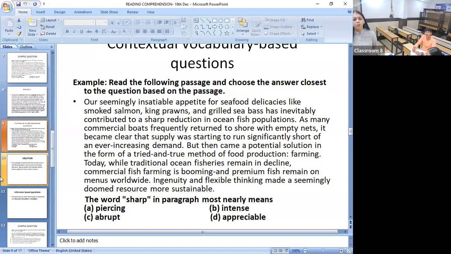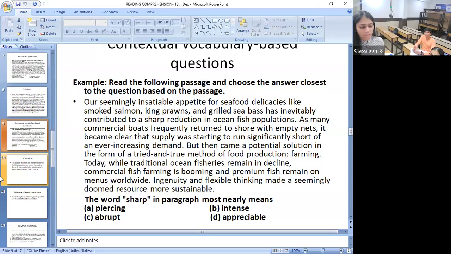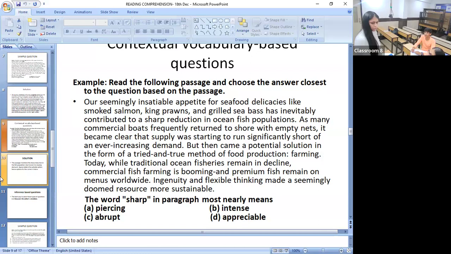All right. So what is this word sharp? What is sharp? Ma'am, in this context. Yes, dear, in this context. I think it's answer B. B for ball. You also think so? B or D.